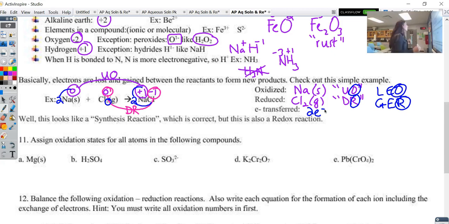Okay, so let's go through and assign oxidation numbers to each one of these. Magnesium solid, 0. That's an easy one. It's on the periodic table, it's 0. Hydrogen's always +1 unless it's in hydrides. Oxygen's always -2 unless it's in peroxides, so that's a -2. What we do not know is what the sulfur is. So this sulfur right here is unknown.